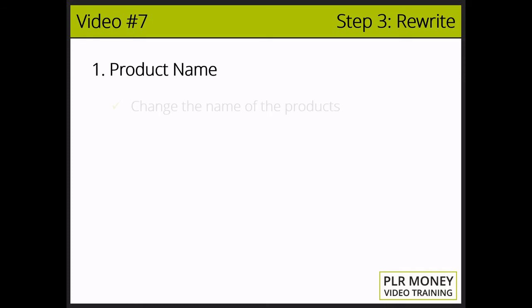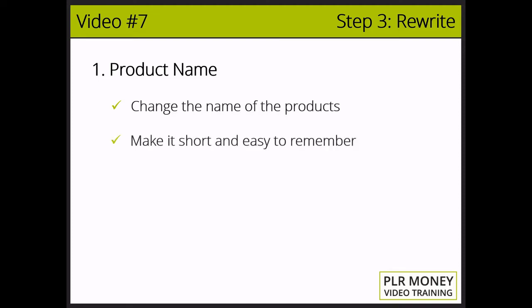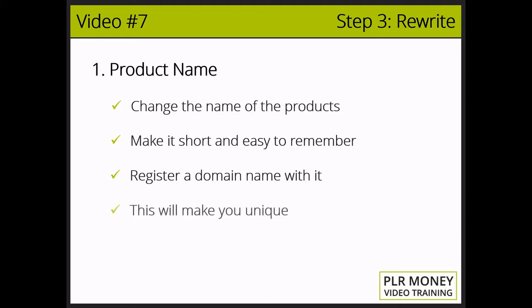Product name. Change the name of the products, especially of the first product you will use as a freebie for the first part of the sales funnel, which is the squeeze page, as well as the name of the main product. Try to make it short and easy to remember so you can easily register a domain name with it. Other people have had access to the same product as you. Many of them will leave the same name of the PLR product. You will see that those products may be listed to be sold for $1, which is not honest. But if you change the name, that will make you unique.